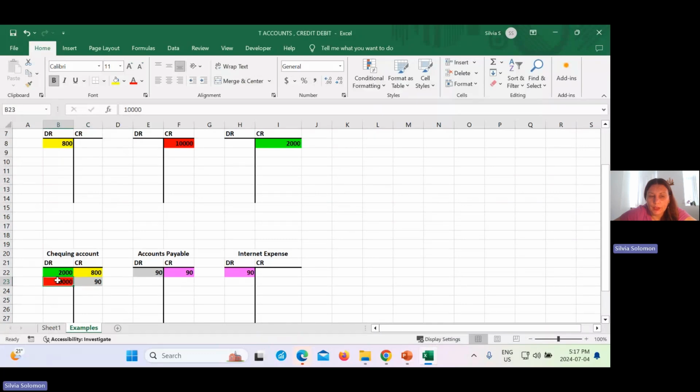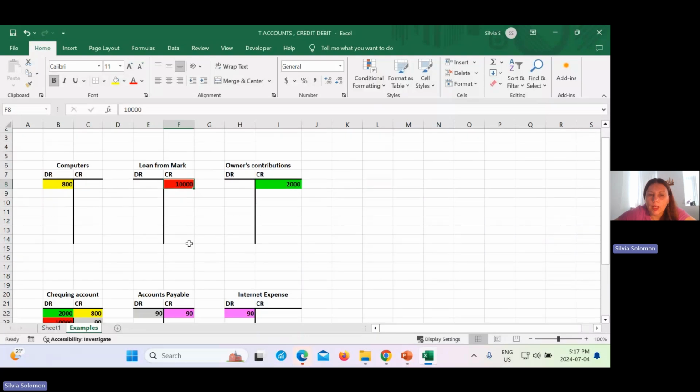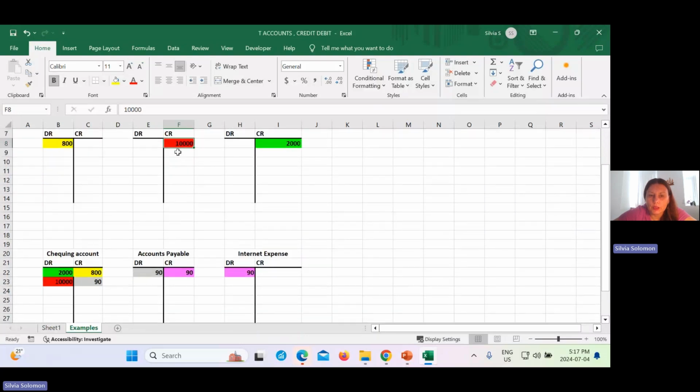If we go in our T-shaped account, we're gonna debit the checking account. Okay. Our bank account is gonna increase by 10,000. And Mark said this is a loan. Okay. So the liability of the company increases by $10,000. At some point in time, the company has to reimburse the 10,000 to Mark. Okay, so debit equals credit.